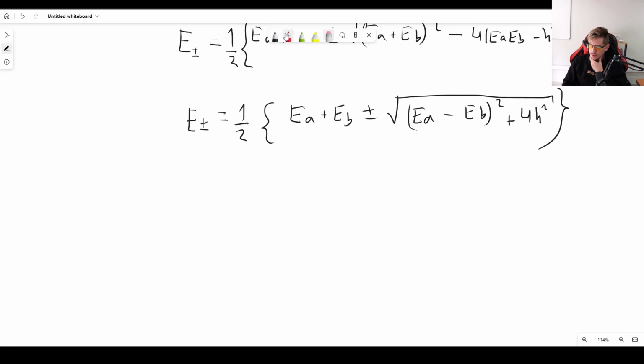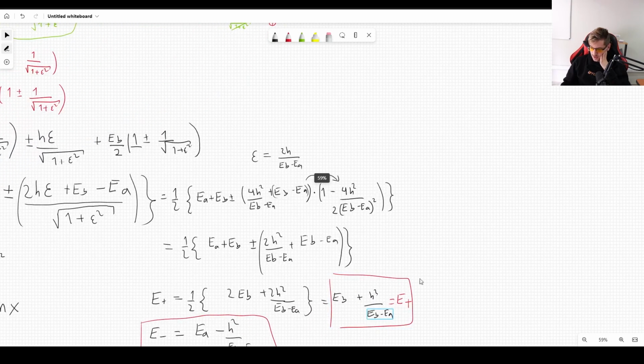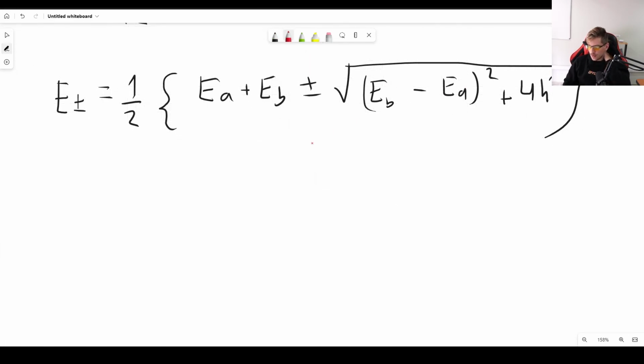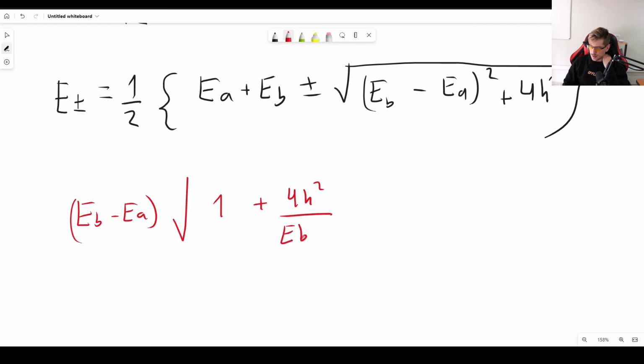Well, because the x has to be very small, the only way to do it is to factor out EA minus EB, which, by the way, we can rewrite as EB minus EA just for consistency, because that's the way it appears everywhere else. It doesn't really matter much, but in our other results it is always EB minus EA, so it's going to be useful. So this square root becomes EB minus EA times the square root of 1 plus 4h squared divided by EB minus EA squared.